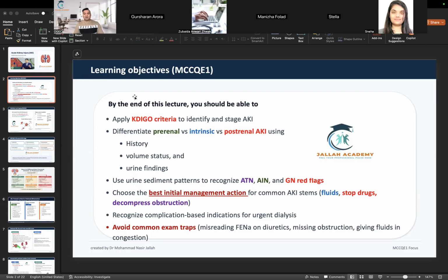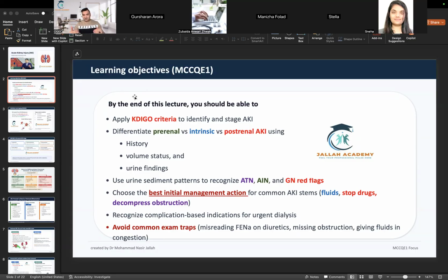Choose the best initial management action. By far, this would be the most commonly asked question. If they want to test you, this would be the question. Most likely, I'm not going to say 100%, but most likely. They give you a scenario about acute kidney injury, and based on the history or the scenario, you have to be able to tell that this case is pre-renal. So what is the best initial management?